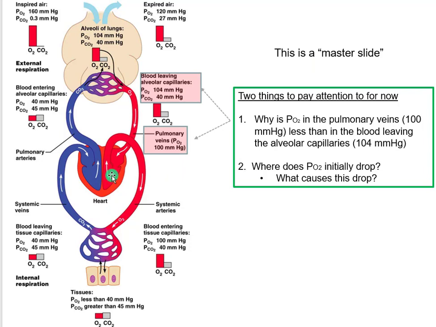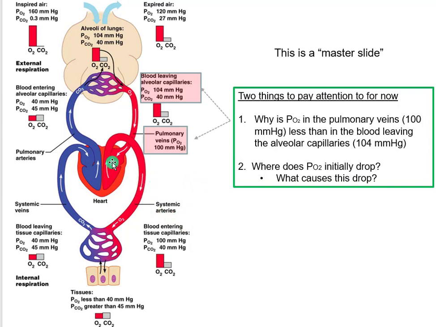Same question. What is the PO2 at the left ventricle? What is the PO2 at the aorta? What is the PO2 in the systemic arteries? And so what you want to know is that it is still 100. It's 100 because remember that exchange doesn't occur until you reach the capillaries.